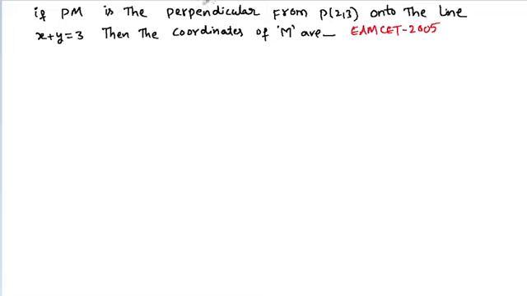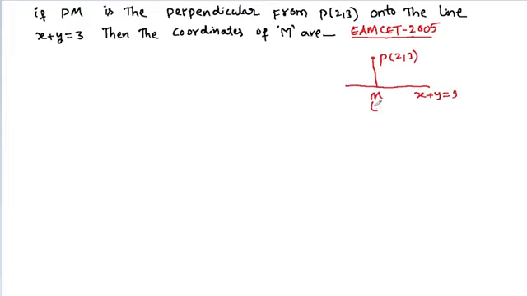If PM is the perpendicular from P(2, 3) onto the line x plus y is equal to 3, then the coordinates of M are, this is an Eamcet 2005 question. Here it is given PM is perpendicular from P(2, 3). This is the point P(2, 3), perpendicular to the line x plus y is equal to 3. This is the perpendicular, this is the point M.